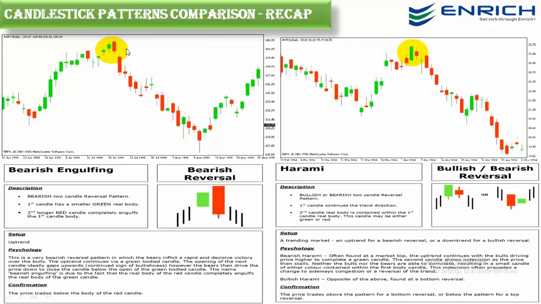In engulfing, the second engulfs the first. In harami, the second does not engulf, it goes inside the first one. Okay, and that's why it's called harami. If you remember, the meaning of the term harami is being pregnant, right? So this small candle is located within the first candle body. Okay, so I hope that's a pretty good recap for you.